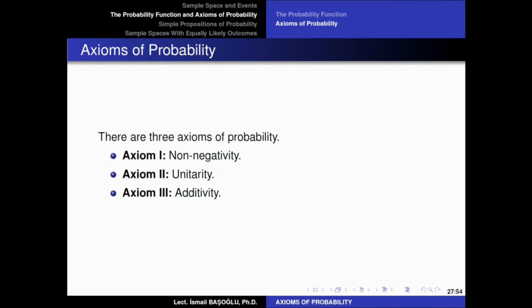Now, of course, since we have defined a mathematical representation for the probability in the form of a function of the events, there will be some axioms that we need to believe about the probability function. These axioms are the probability axioms. But we are going to talk about these axioms in the next video.